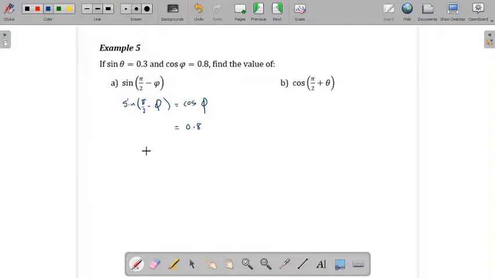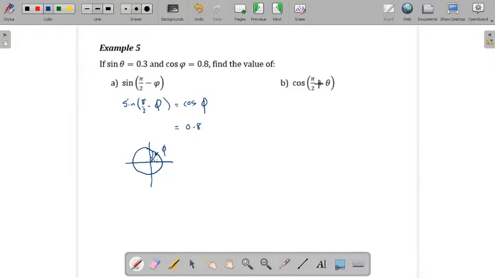Okay. Let's just draw a little sketch. If this is our angle phi there, then cos of phi would be that x coordinate. Sine of pi on 2 minus phi, so those angles are the same there and there. That value for sine is the same as that value for cos.